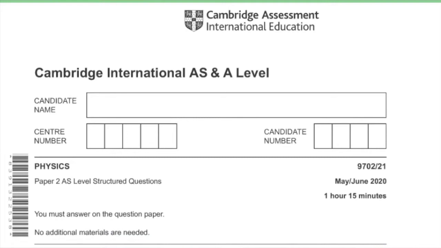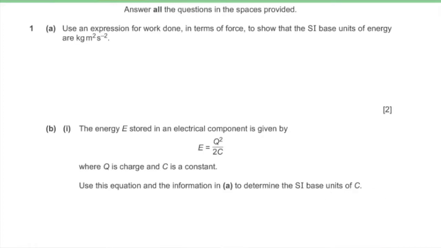Today I'll be solving Physics Paper 2 AS Level Structured Questions 9702 Paper 2 Variant 1, 8 June 2020. Question number 1, Part A. Use an expression for work done in terms of force to show that the SI base units of energy are kilograms meters square per second squared.